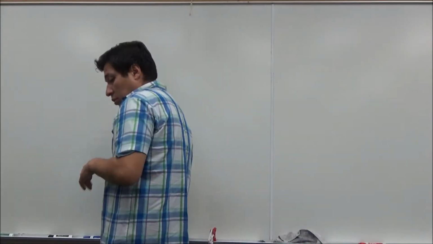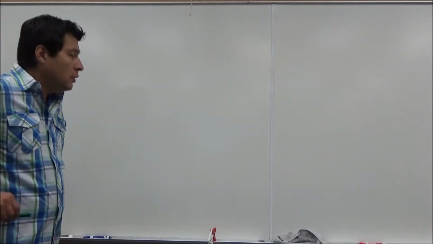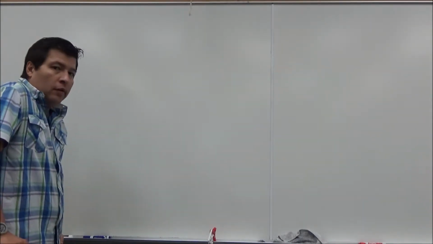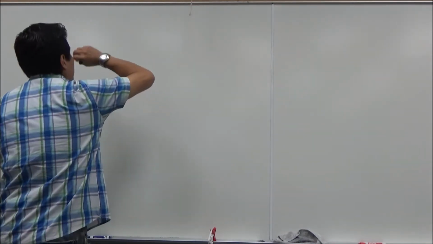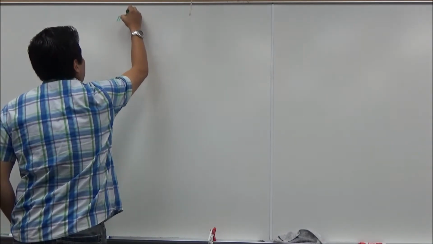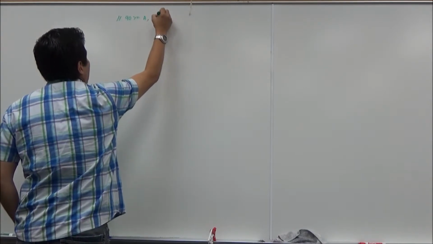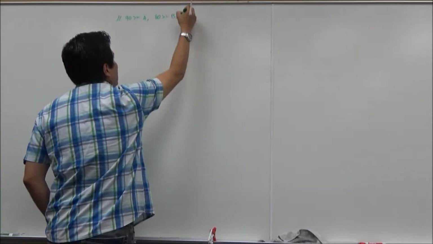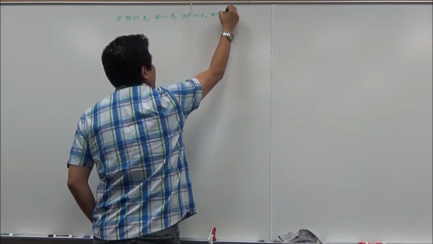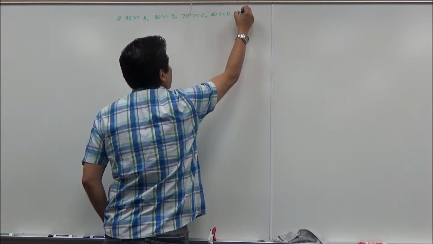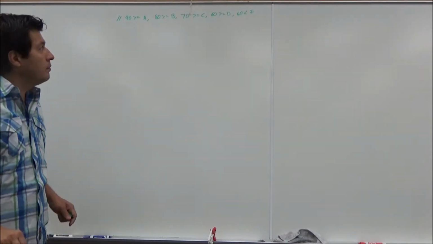So, about more conditional stuff. In this class, I told you that if you got 90 or better, you get an A, right? You get 80 or better, you get a B. 70 or greater, you get a C. 60 or greater, you get a D. Less than 60, you get an F, right? That's your grading scale.